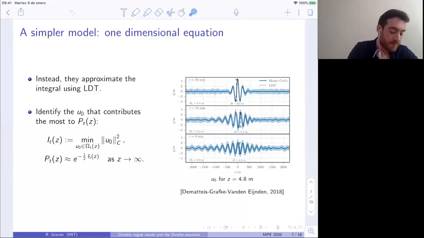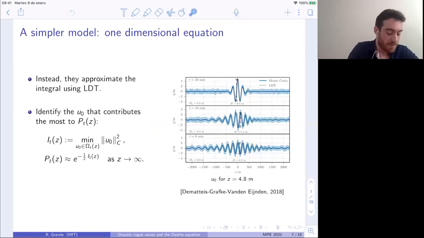And this norm, I don't want to get into details, but it's essentially a weighted L2 norm. So you can think about it almost as an L2 norm. And it's weighted by the coefficients Cn that I presented before. And so essentially, if you minimize this and you find the U0 with minimum norm, then the probability of these tails is approximately equal to the exponential of -1/2 times that norm. And this is, of course, asymptotic as z goes to infinity.